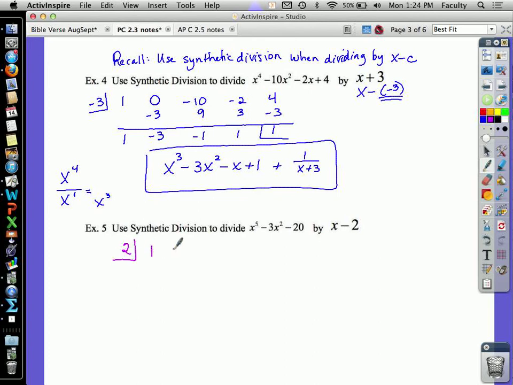To make sure you didn't get too far and you're doing it the wrong way. There's no x to the 4th, there's no x cubed, there's no x. So you're inserting a bunch of zeros here, okay? So be careful. You have 1, 0, 0, negative 3, 0, negative 20.